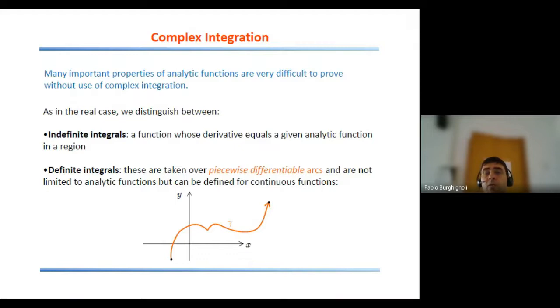We will deal with integrals defined along curves. So you draw a curve in the complex plane, and for simplicity, we will consider quite smooth curves. So a curve composed by a finite number of differentiable arcs. And so we will speak about piecewise differentiable arcs. This is our integration domain.